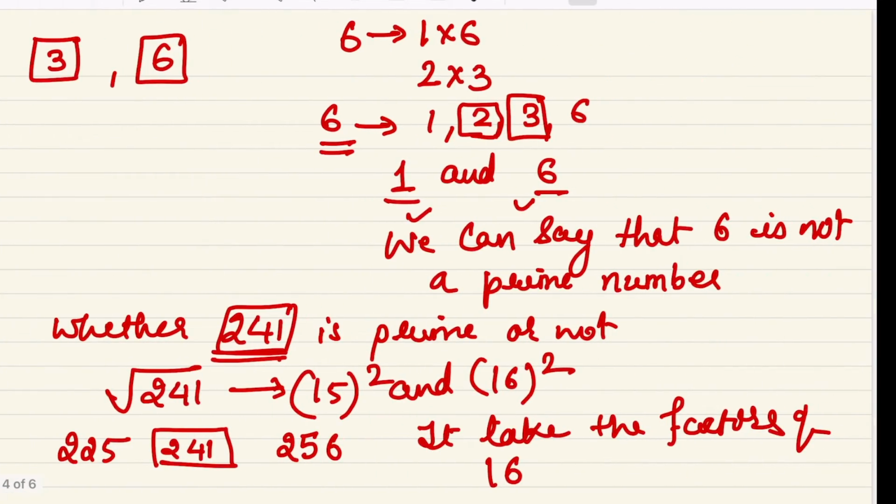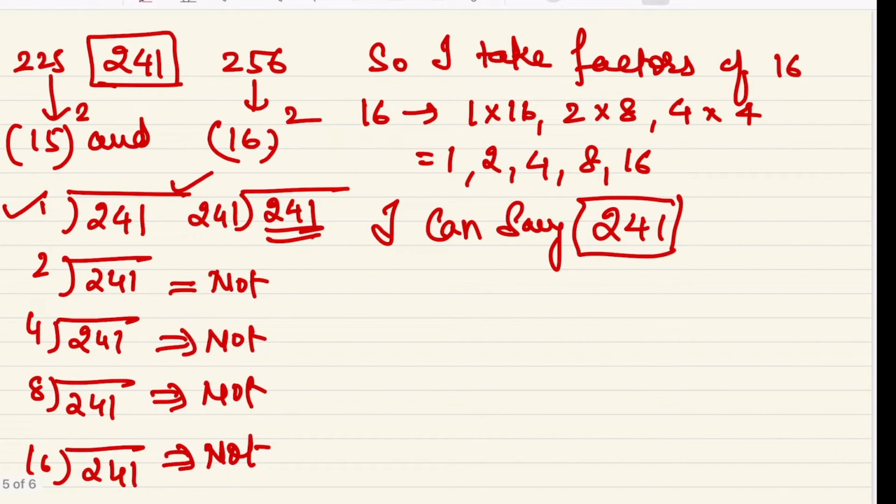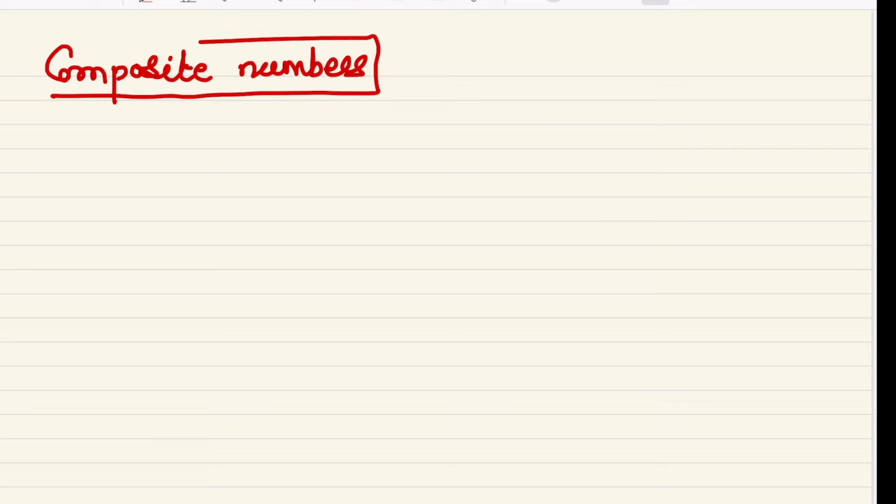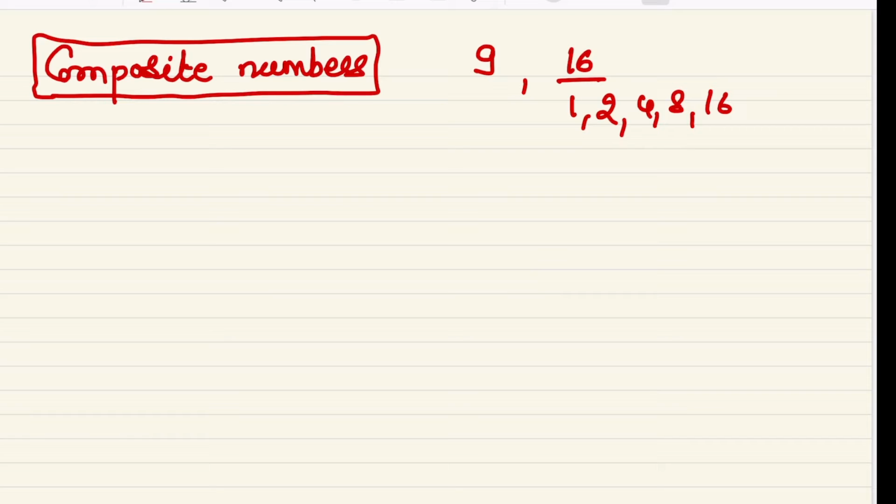Now, apart from prime numbers, we have learned about composite numbers. What are composite numbers? Composite numbers are the numbers which have more than two factors. Suppose I write 9. So factors of 16 are 1, 2, 4, 8 and 16. Apart from the number itself and 1, we have more than two factors. So this number is called a composite number.